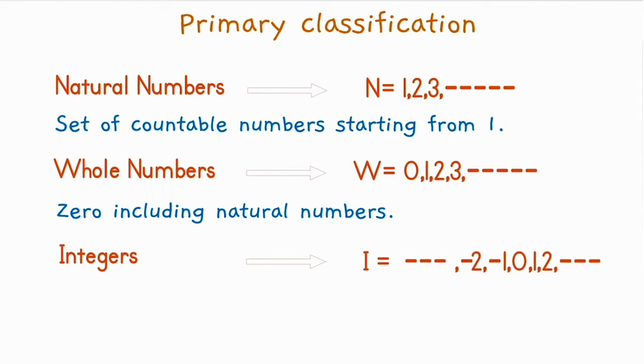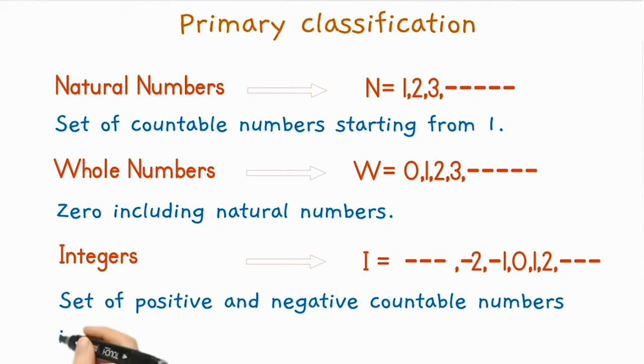For every positive integer, we shall consider its negative counterpart. For 1, take minus 1. For 2, take minus 2. For 3, we have minus 3 and so on. So this is a set of countable positive and negative numbers including 0.